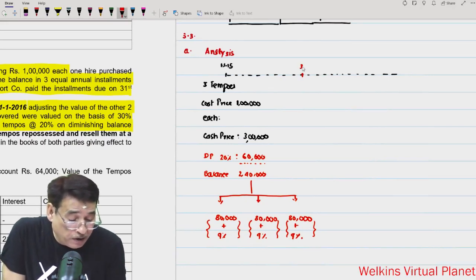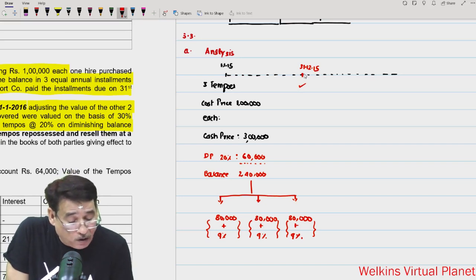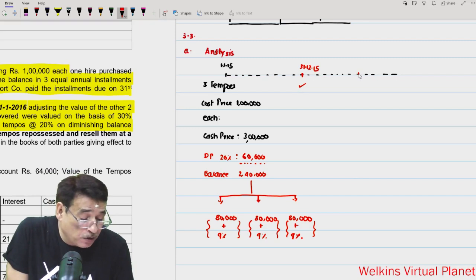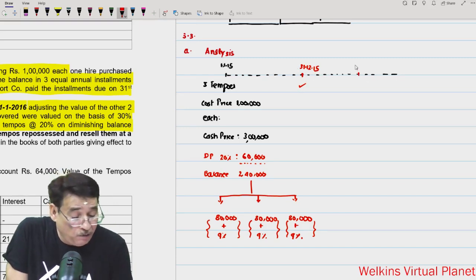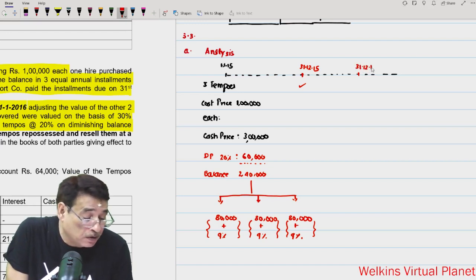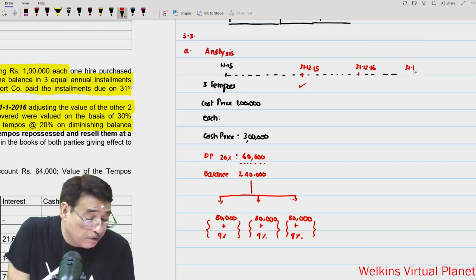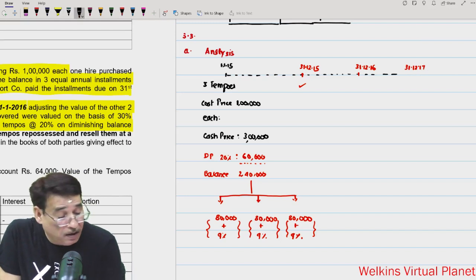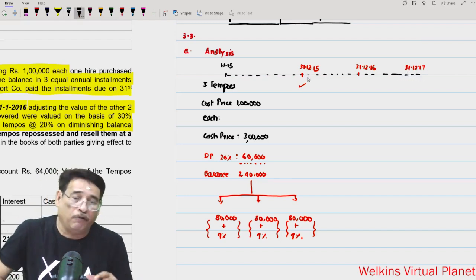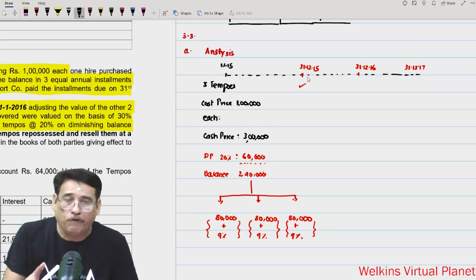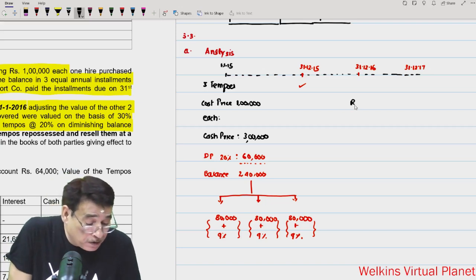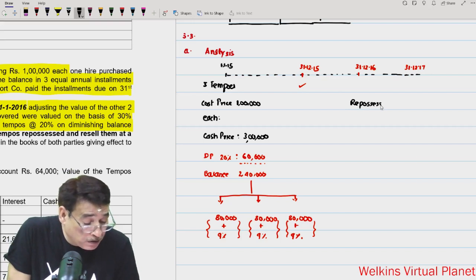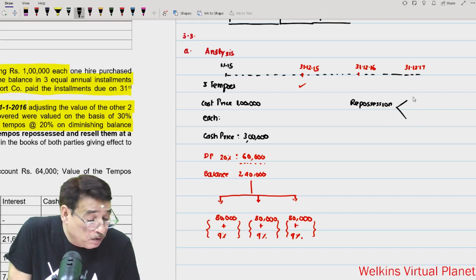Now your first year will end on 31st of 12, 2015. Correct? You paid the installment on this date, but the problem is that on the very next day, that means the story in this particular question will remain only up to 1-1-2016. We need not move to 31st of 12, 2016 or 31st of 12, 2017. We need not go over to these dates because in this particular question, on the very next day, he repossessed two items, leaving one item with the purchaser. So as far as repossession is concerned, two tempos have been repossessed and one tempo retained.